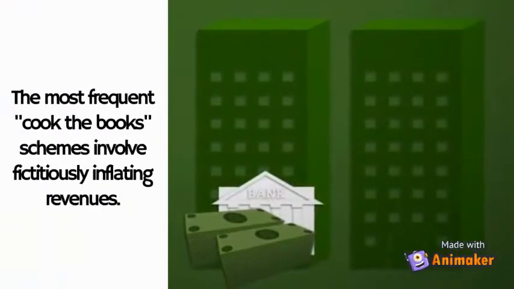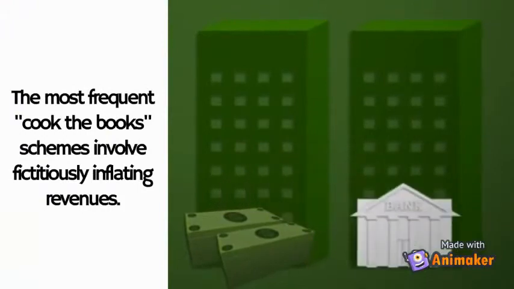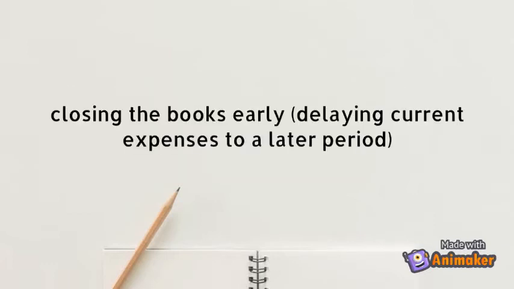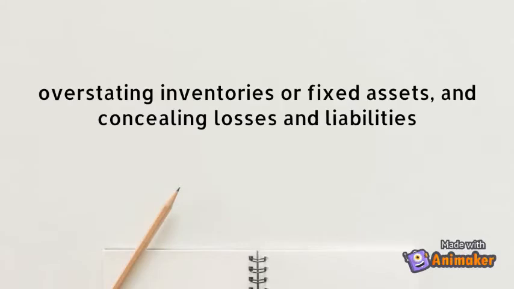The most frequent cook-the-books schemes involve fictitiously inflating revenues, holding the books open, recognizing revenues before they are earned, closing the books early, delaying current expenses to a later period, overstating inventories or fixed assets, and concealing losses and liabilities. These are the ways fraudulent financial reporting happens.